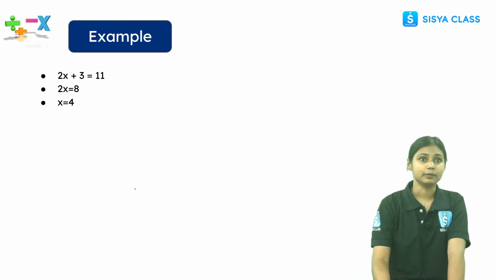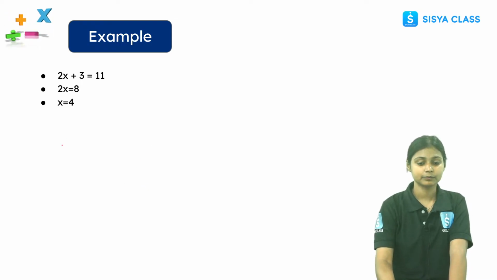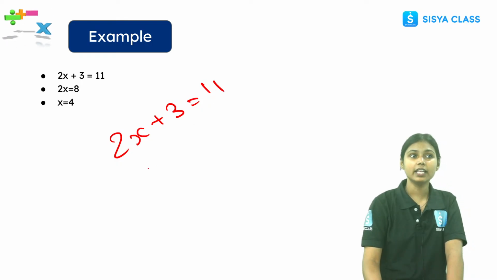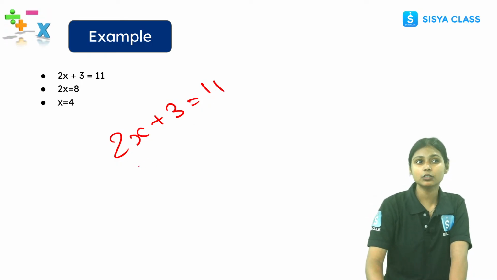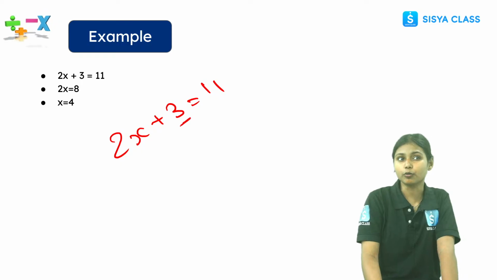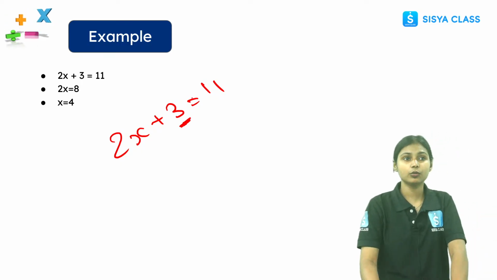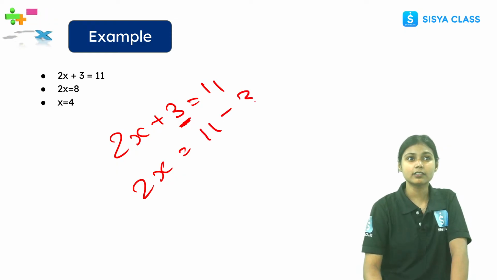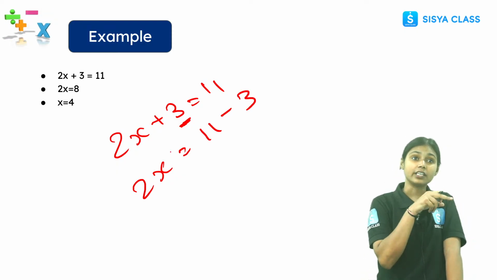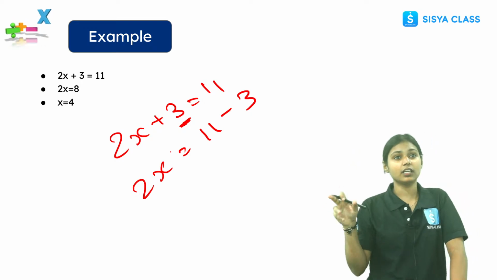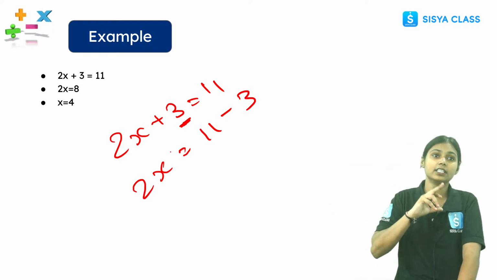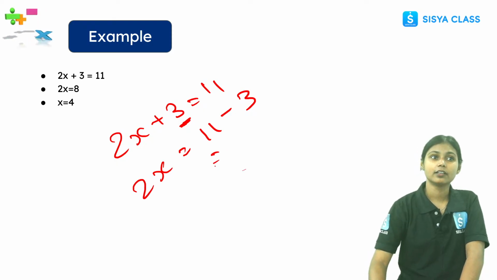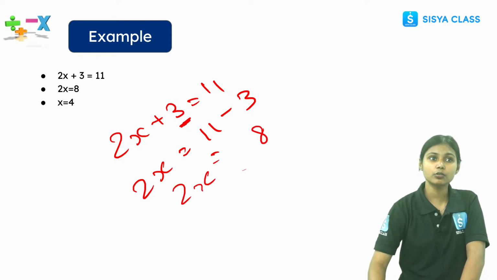Let's take an example. That is 2x plus 3 is equals to 11. So 2x plus 3 is equals to 11. Now in this case what we are going to do? We are going to take 3 onto the other side. Okay. So 2x is equals to 11 minus 3. Why minus 3? Because 3 is in positive and whenever a number goes to the other side, the sign changes. So 11 minus 3, it becomes 8. So 2x is equals to 8.